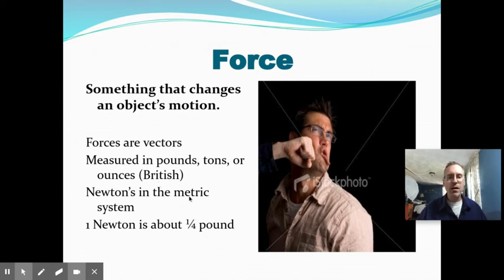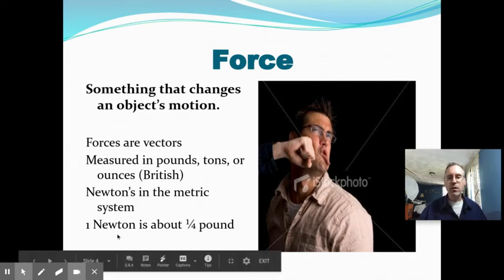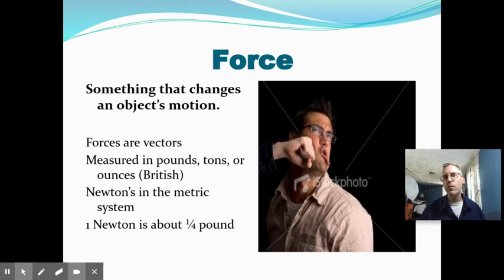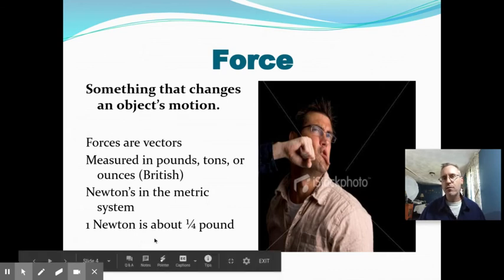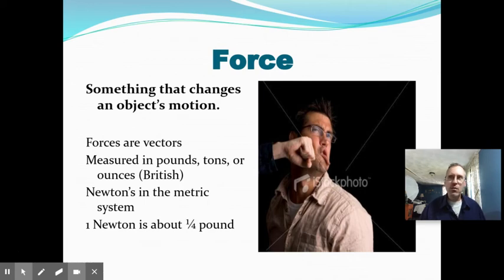But all right, in the metric system, a force is measured in something called a Newton. And I want you to know, because you are an American, you think in terms of pounds like I do. That's kind of what we grew up with here in this country. A Newton is about a quarter of a pound. So you have a reference frame for what a Newton of force is. Newtons are not really used that much.